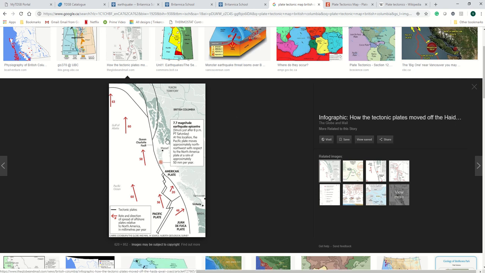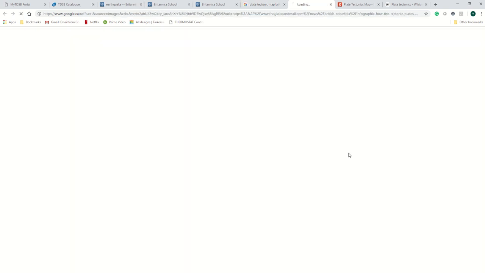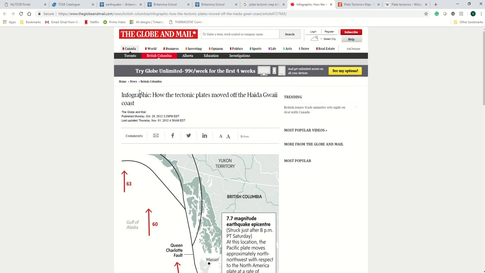I can even take this picture, but I would have to cite it first. So if I'm interested, I can decide which of these pictures I really like. I kind of like this one. It shows where Vancouver is. So I need to first visit the site. This is from the Globe and Mail. That's awesome because the Globe and Mail is a site that I can trust.